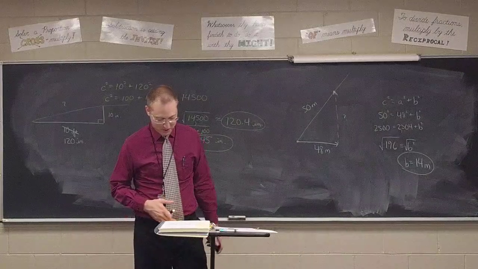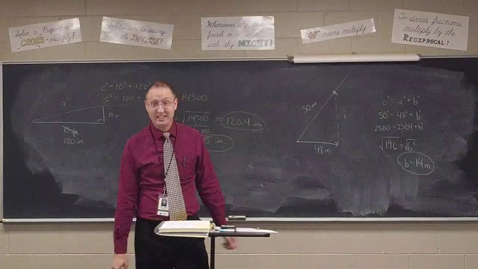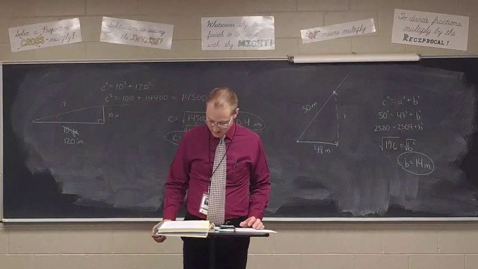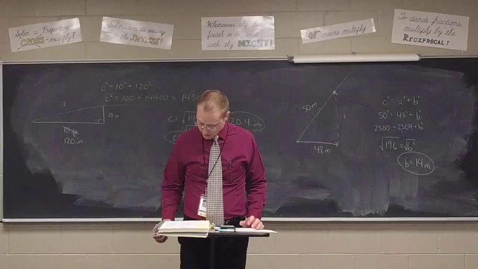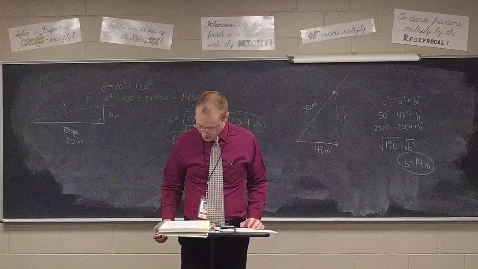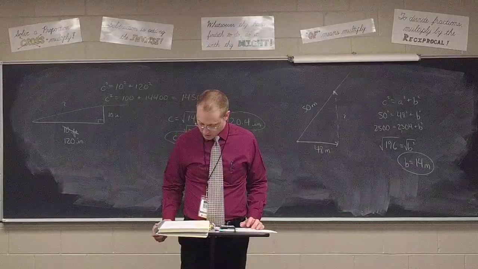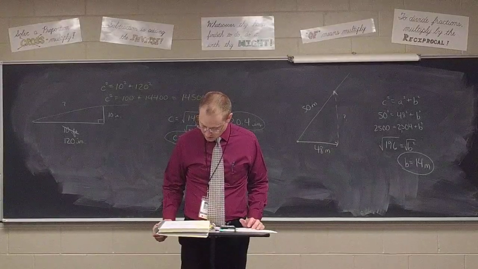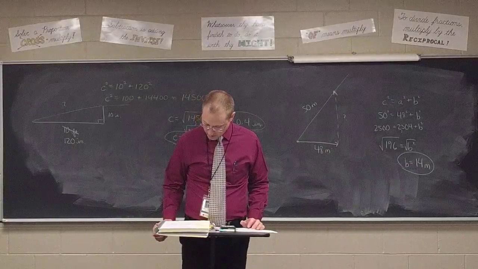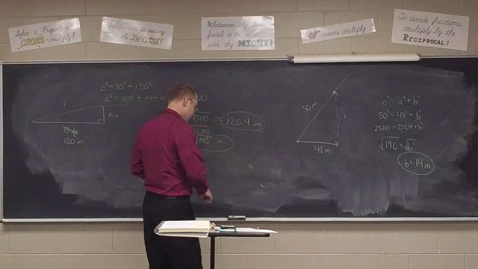Number 25. Read it for us, Josh. A zip line begins at the top of a 20-foot tower and ends at a landing 300 feet from the base of the tower along level ground. How many feet long is the zip line?